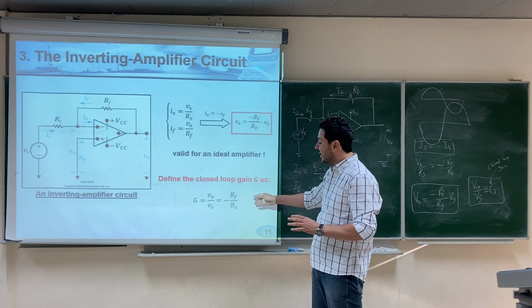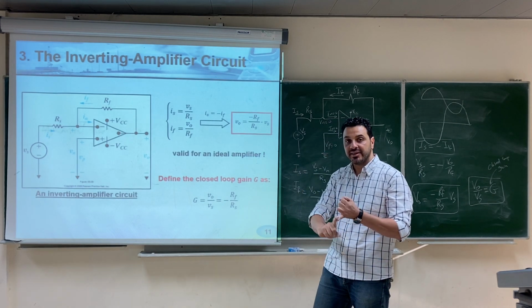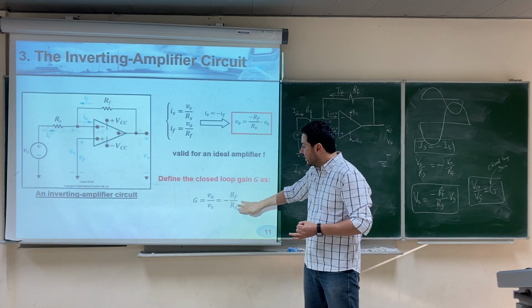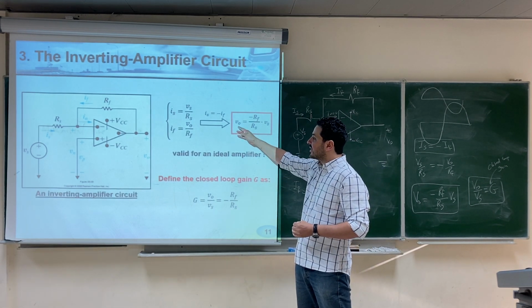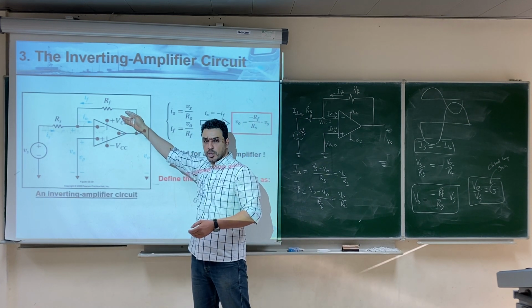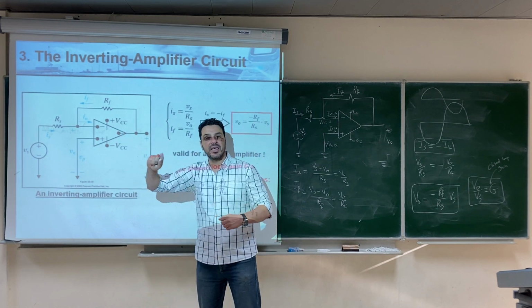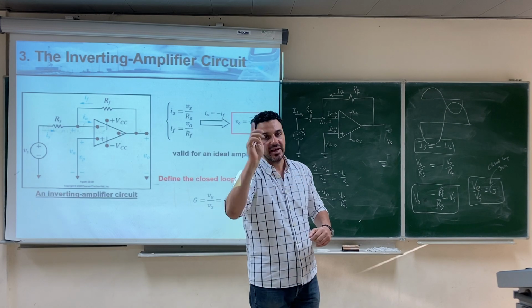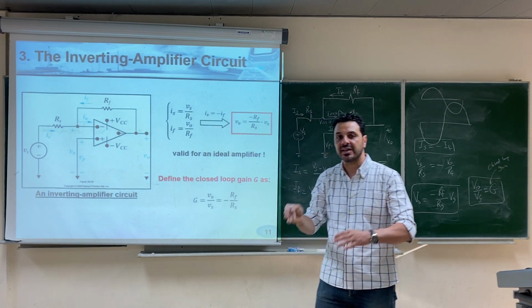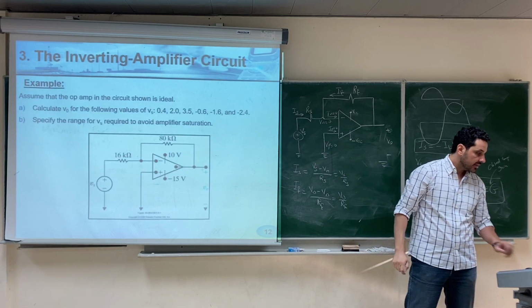Of course, this analysis is based on an ideal op-amp, assuming the linear region. If you solve this and you find that V output is higher than VCC or lower than negative VCC, then your assumption is wrong, and the op-amp will saturate either at VCC or negative VCC, as we will see in the example next.